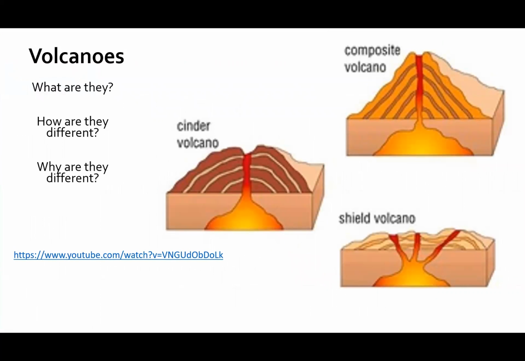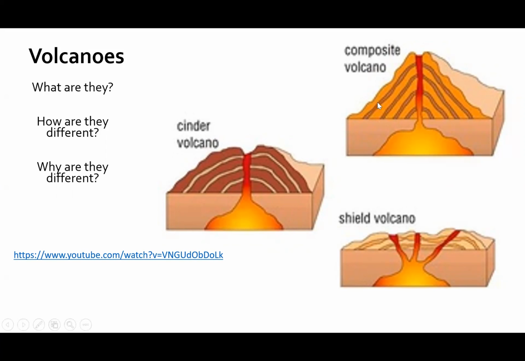Now we're going to look at volcanoes. So look at these three diagrams and think, what do they show? So what is a volcano basically? How are they different? And why are they different?